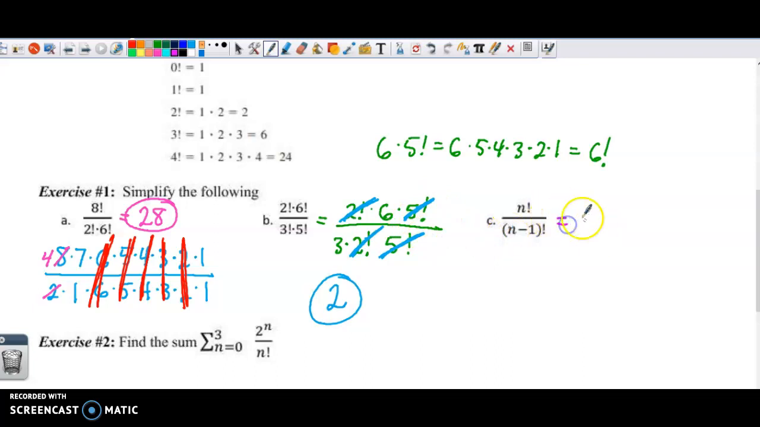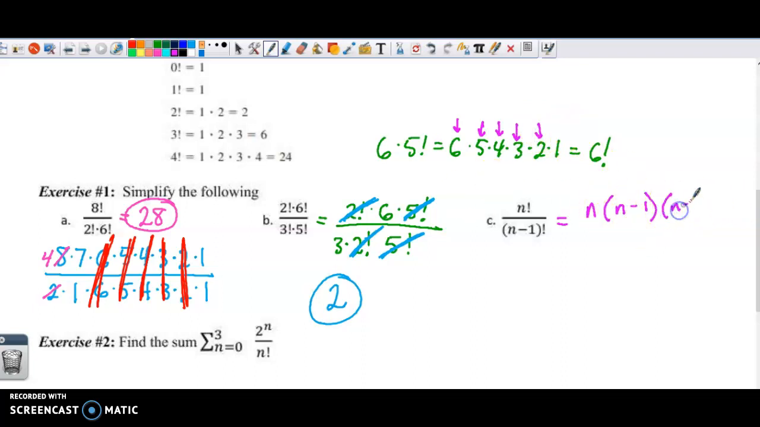And the way I like to do this problem is, remember, n factorial is the same thing as n times n minus 1 times n minus 2 times n minus 3. And you might need some help because I'm very familiar with this, that if 6 was n, 5 is n minus 1, 4 is n minus 2, 3 is n minus 3, 2 is n minus 4, and so on until you get to 1.